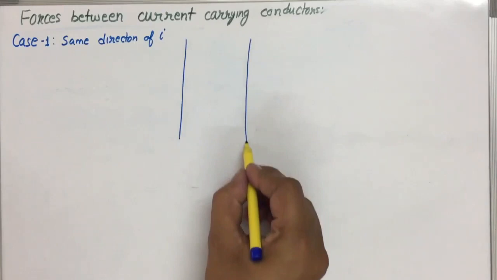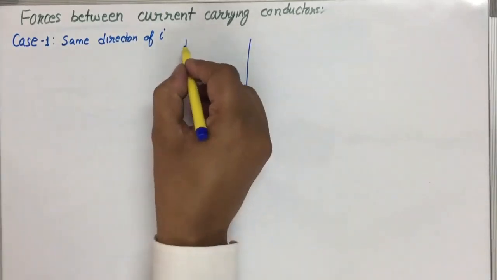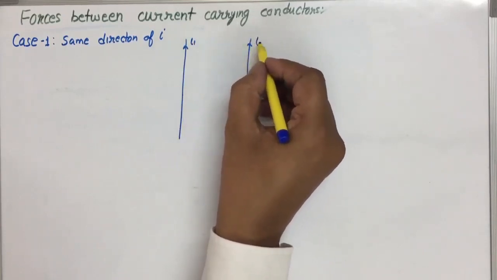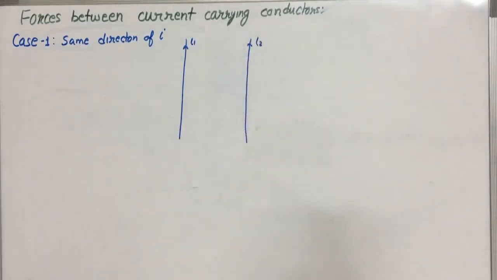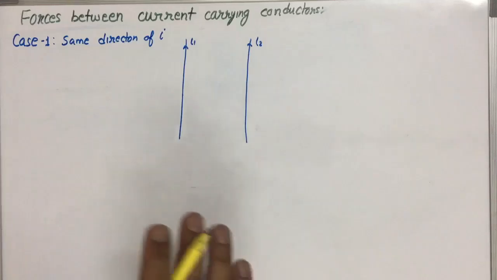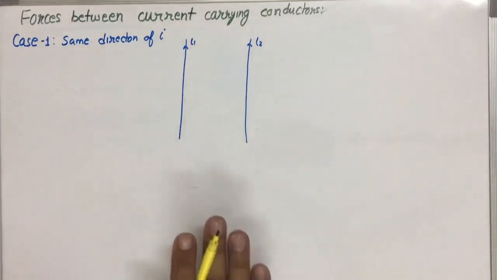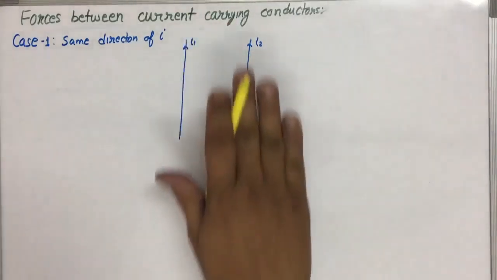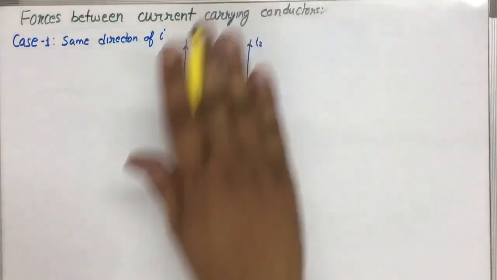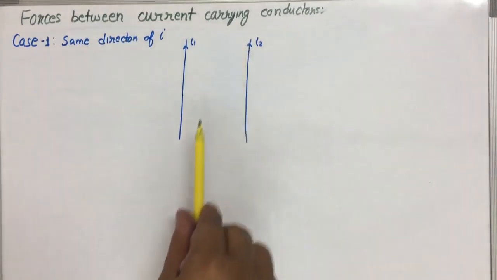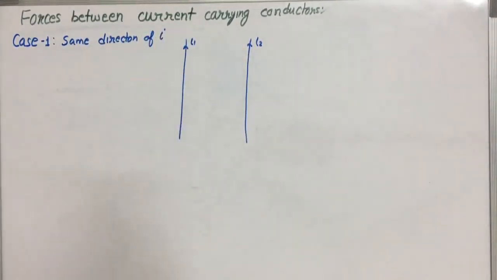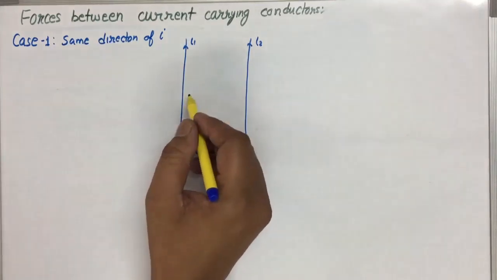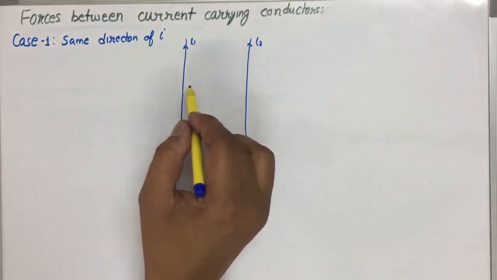we have two current carrying conductors. In the first conductor the current flowing is I1, in the second one the current flowing is I2, and consider this is parallel to the plane, the current is flowing like this. Okay, so now we have to find the force acting between these two.